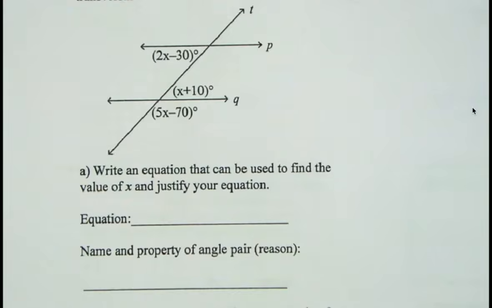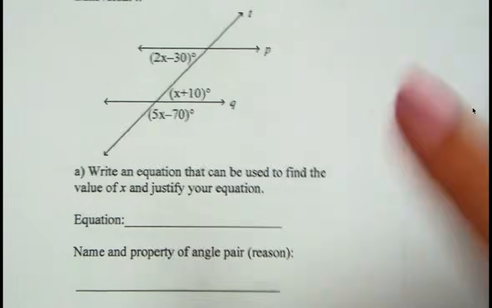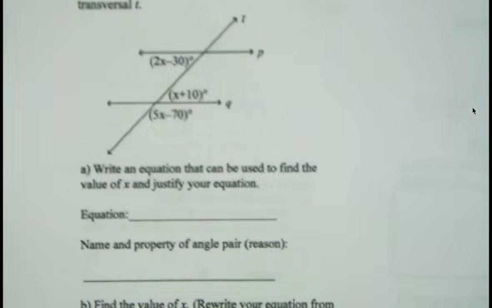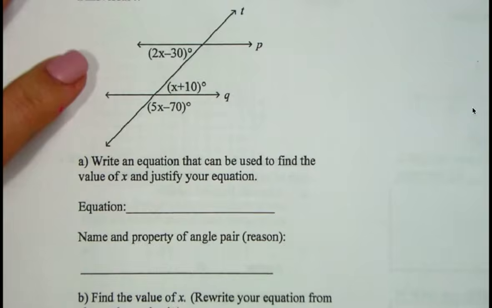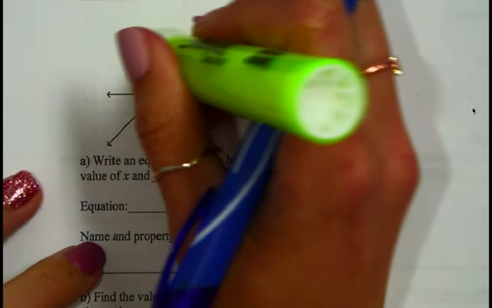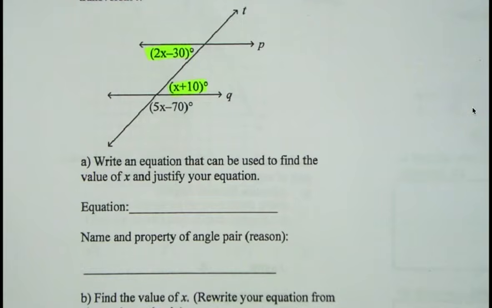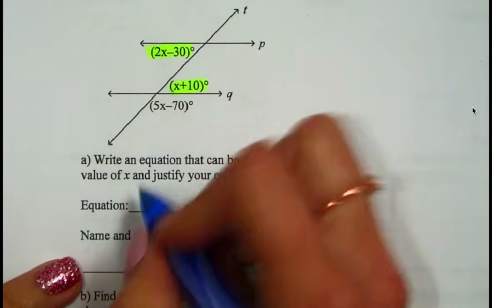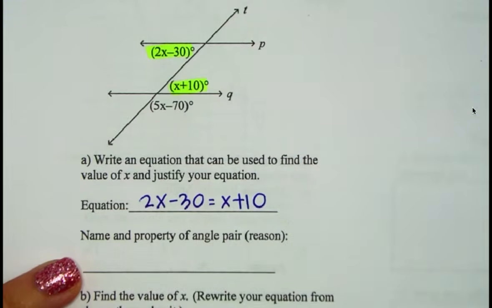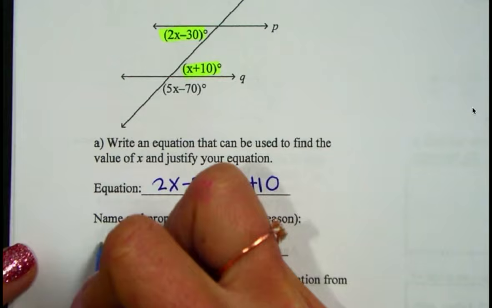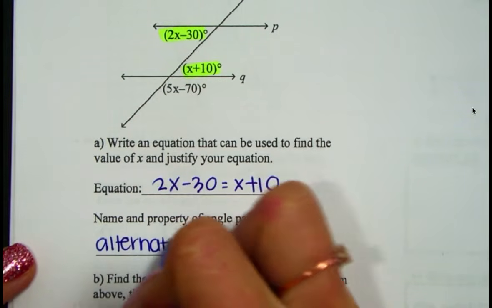All right. Couple more questions. We are given that line P is parallel to line Q and both lines are cut by this transversal T. We're going to write an equation that can be used to find the value of x, and then we're going to justify the equation. So we actually can come up with a couple of equations here, but the one that I'm going to look at is these two angles are alternate interior angles, and so these angle measures are congruent. So my equation is 2x minus 30 is equal to x plus 10. And my reason for setting up that equation is because alternate interior angles are congruent.